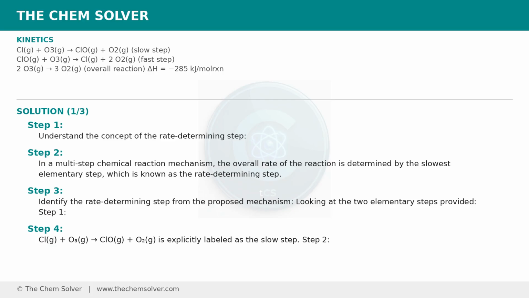Understand the concept of the rate-determining step. In a multi-step chemical reaction mechanism, the overall rate of the reaction is determined by the slowest elementary step, which is known as the rate-determining step.